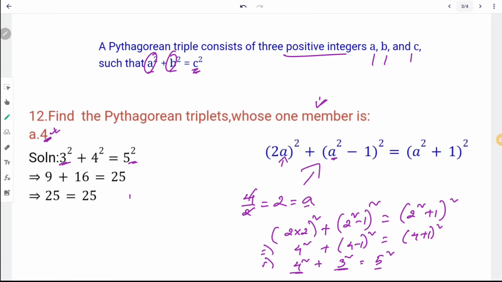All right, so 3 square is 9, 4 square is 16, and then on the right hand side we got 5 here, right? 5 square is 25. When I add these two, do I get 25? Right, so left hand side equals right hand side. So these are Pythagorean triplets.